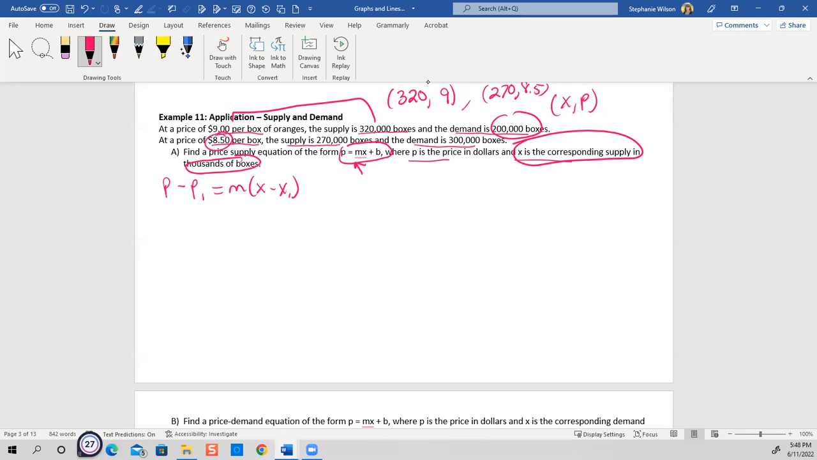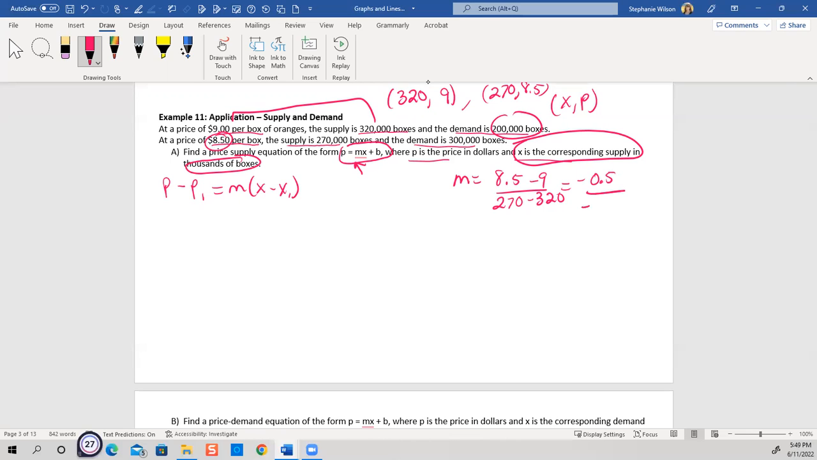Knowing this, I can find my slope. I'm going to take these ordered pairs and find my slope. So I have 8.5 minus 9 over 270 minus 320. 8.5 minus 9, yes, that's a negative half. I was double checking. I knew this.